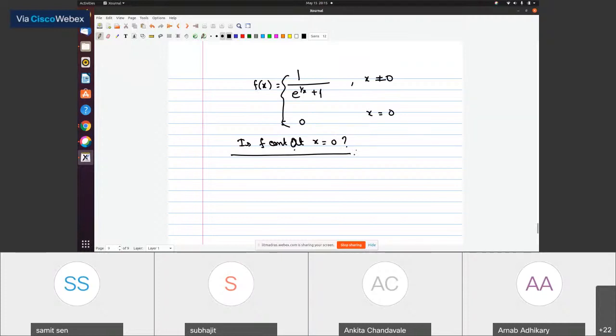So what is the right hand limit at 0? Can you tell me? 0. So these two things we have to check, right? Right hand limit and left hand limit. Right hand limit means we are approaching from the positive side of 0, and left hand limit means we are approaching 0 from the negative side of 0, right? Can you tell me what these two limits will be? Right hand side is 0, sir.